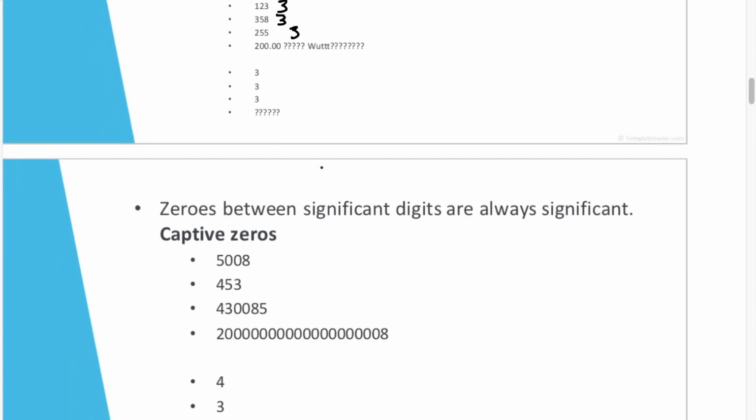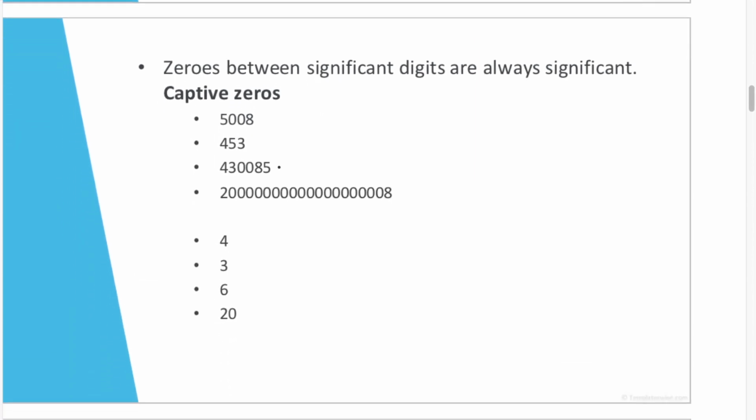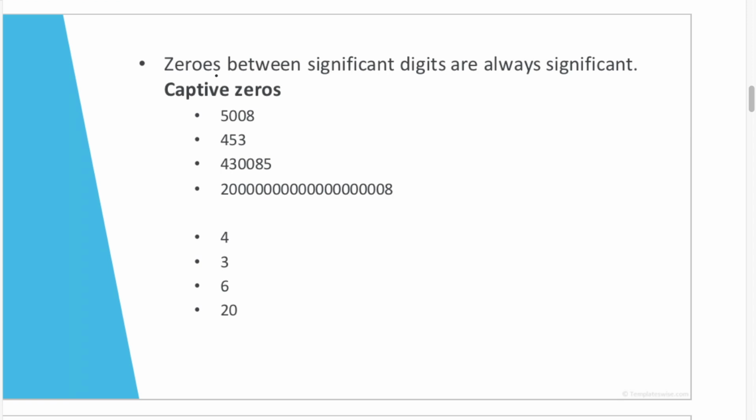Now, when we get to zeros, there are some different rules. When your zeros are between two non-zero digits, they're always significant, so you're always going to count them. If we were to count the significant digits in 5008, because the zeros are in between, held captive by the other two non-zeros, there will be 4 significant digits there.